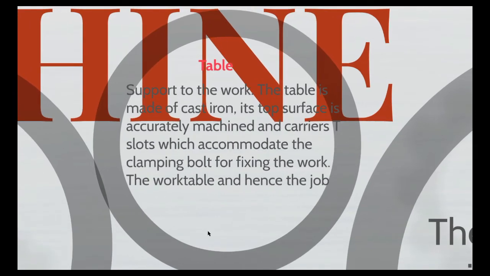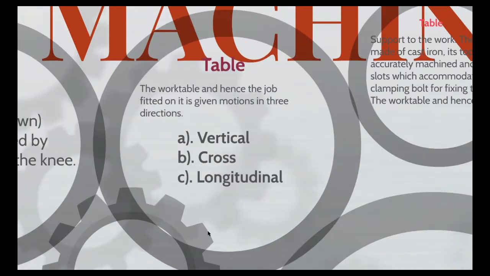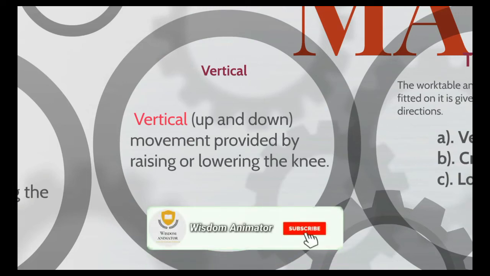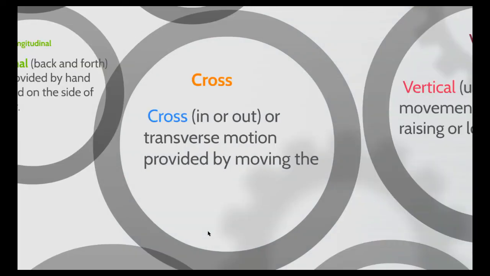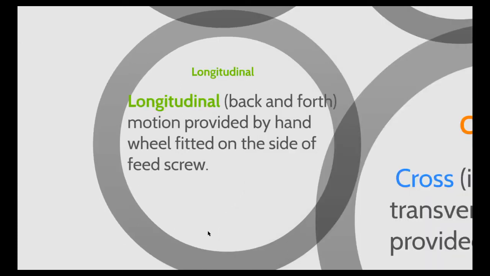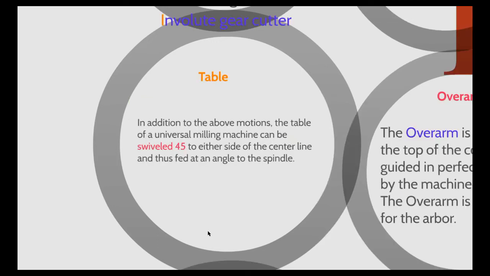the work. The work table and hence the job fitted on it is given motions in three directions: vertical, cross and longitudinal. Vertical motion means up and down. Vertical movement is provided by raising or lowering the knee. Cross or transverse motion is provided by moving the saddle. Longitudinal motion, back and forth motion, is provided by a hand wheel fitted on the side of the feed screw. For the universal machines, in addition to the above motions, the table of a universal machine can be swiveled 45 degrees to either side of the center line and thus fed at an angle to the spindle.